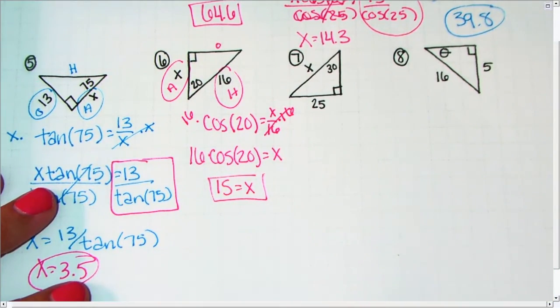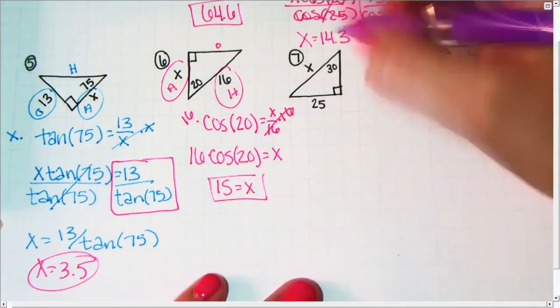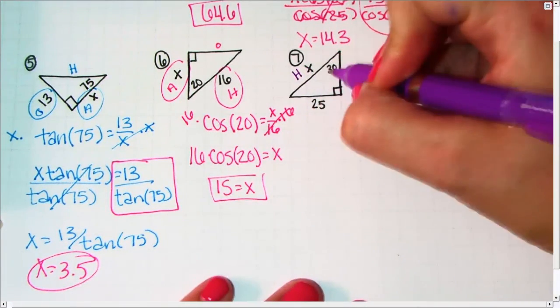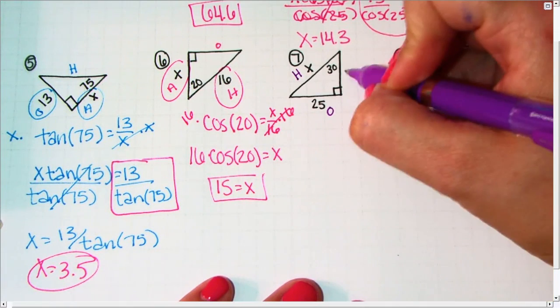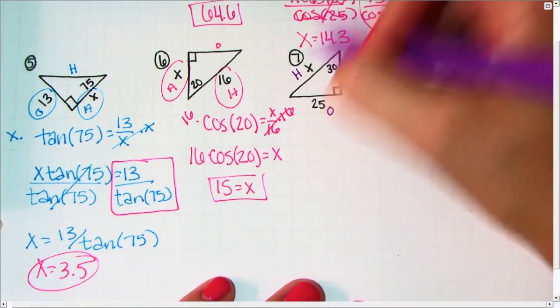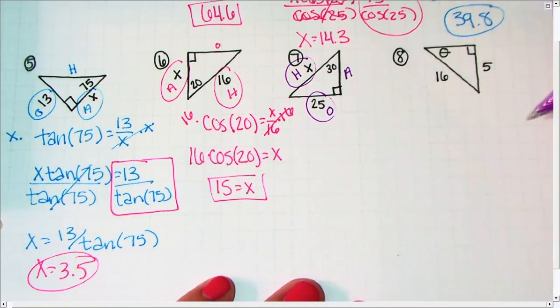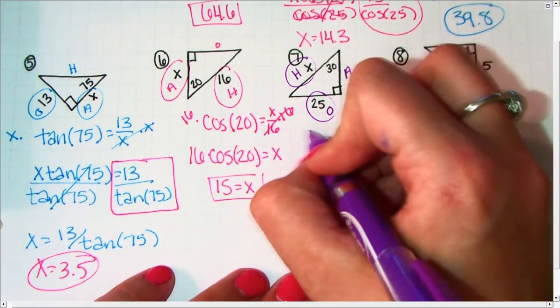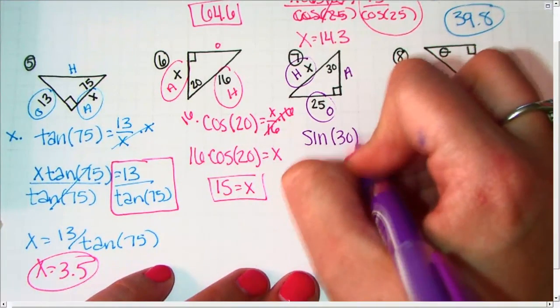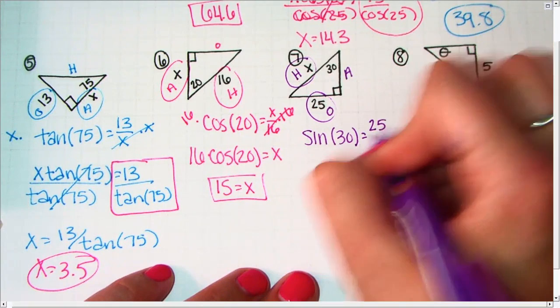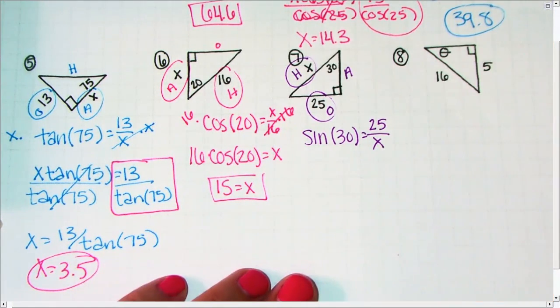Switch colors again because we're kind of running together. Across the 90 is H. Opposite of 30 is O. By default, this is A. My double rule, H and O, that is sine. So sine of 30 equals opposite 25 over hypotenuse X.